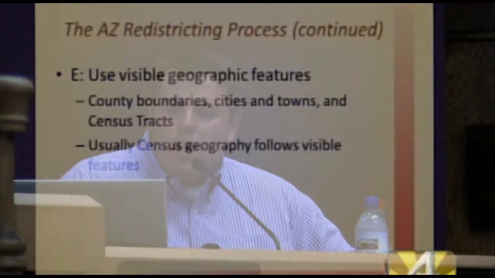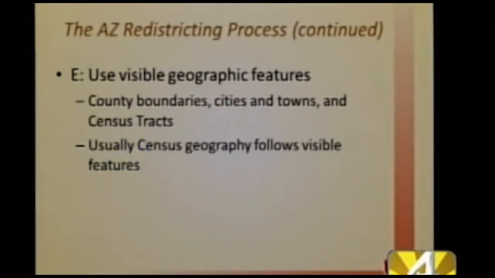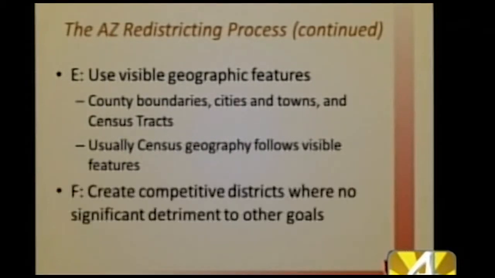And then once the communities of interest are factored in, we go to use visible geographic features, county boundaries, cities and towns, and census tracts. Luckily, this census geography often follows visible features. And lastly, the map is adjusted to create competitive districts where there is no significant detriment to other goals.